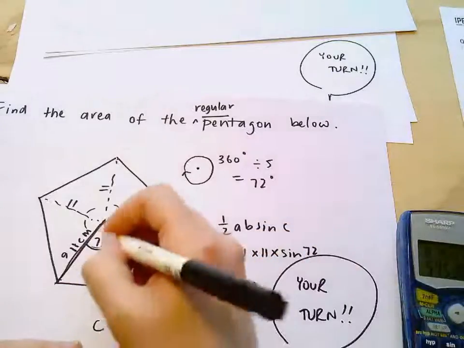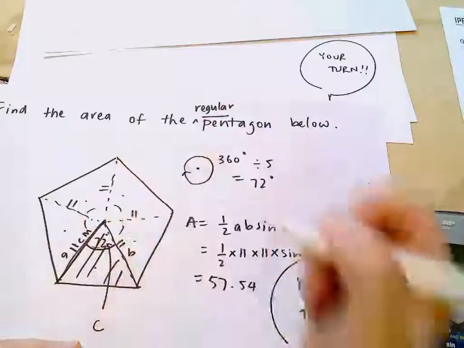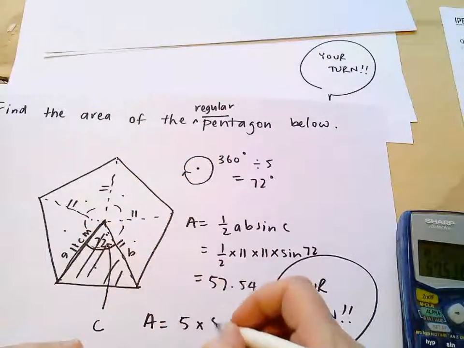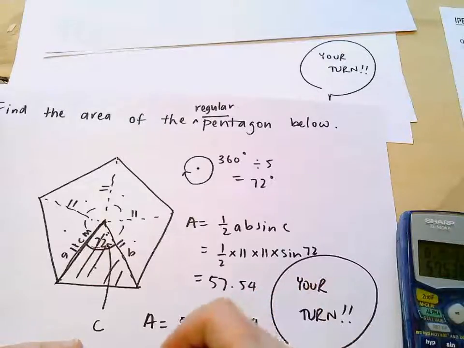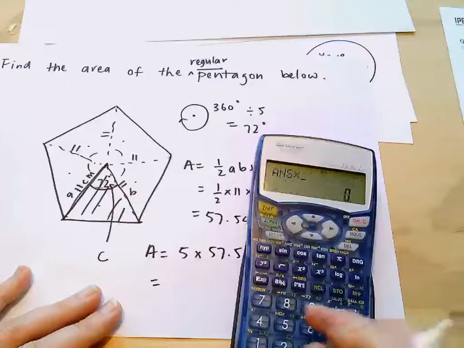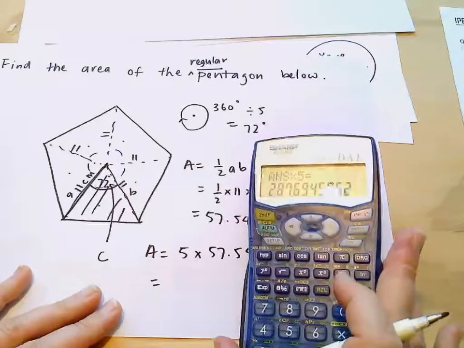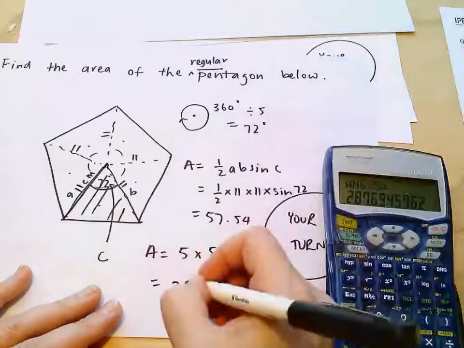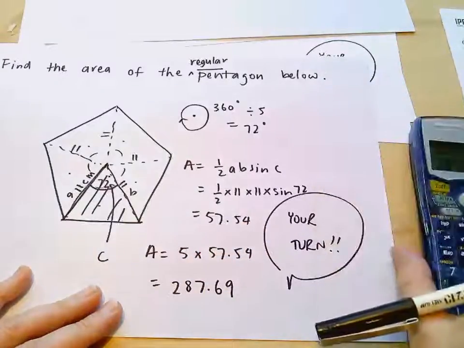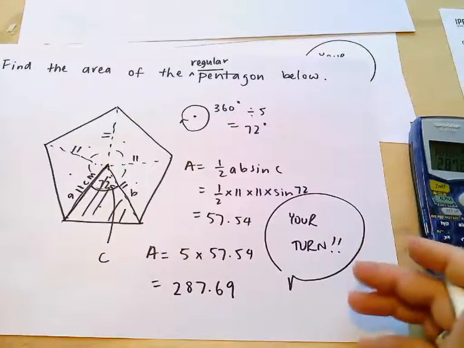So 57.54 is the area of one triangle, and of course there's 1, 2, 3, 4, 5 triangles, so to work out the total area of the pentagon, I'm going to do 5 lots of that. So I'll multiply my area there by 5, gives me 287.69. So that's my area, 287.69. It's a bit tricky, and these ones are obviously a little bit tricky, trying to get you thinking. Hopefully you went all right with that one.